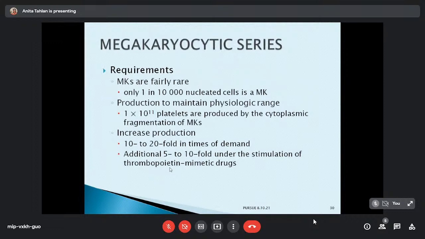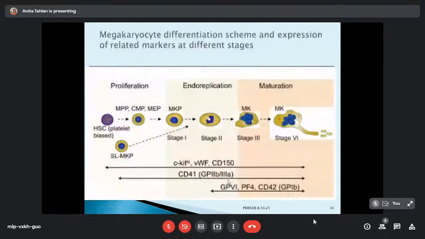Megakaryocytes are fairly rare. I would say rare because only about 1 in 10,000 cells is a megakaryocyte. It is a large cell and produces platelets by fragmentation, and the production may increase even 10 to 20 times, and we use various thrombomimetic drugs which increase its production.